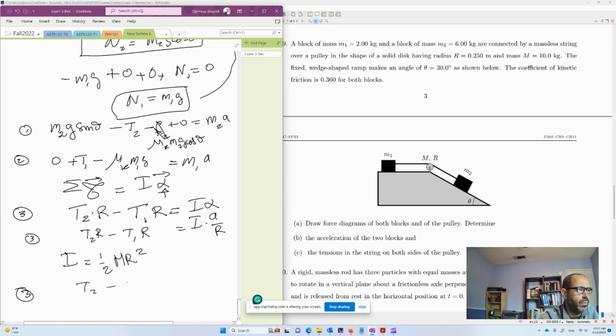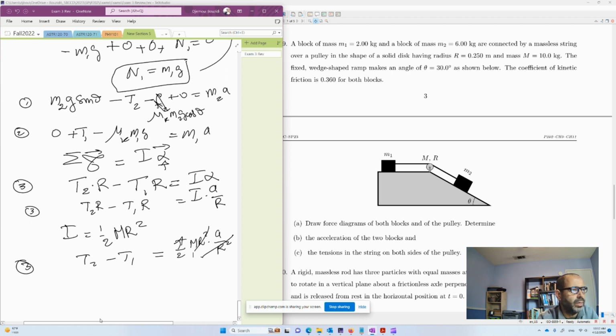So it's going to be T2 minus T1 equals I, which in this case is 1/2 of mr squared, times a over r squared. Remember, there is an r in here that I took downstairs, and I have an r squared. That is exactly the quantity I need to cancel this r squared. And this is basically the equation. Let me rearrange them all so that you can see them.